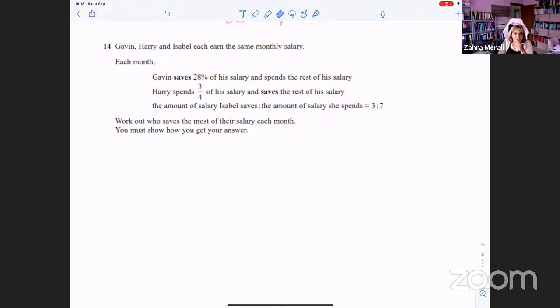Each month, Gavin saves 28% of the salary and spends the rest. Harry spends 3/4 and saves the rest. And the amount of salary Isabel saves to the amount she spends is 3 to 7. So we've got a bit of ratio in there as well. Now they earn the same, so you can just make up a number. Now, because we put things in percentages, the easiest amount I'm going to choose is I'm going to say they earn £100. It doesn't matter that they probably don't, because that's not a lot of money, but we can then work out how much, if it was 100, how much each person saves. So Gavin saves 28%. So straight away, we know he saves £28 because 28% of 100 is 28.